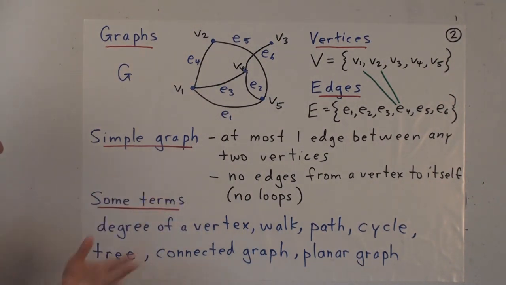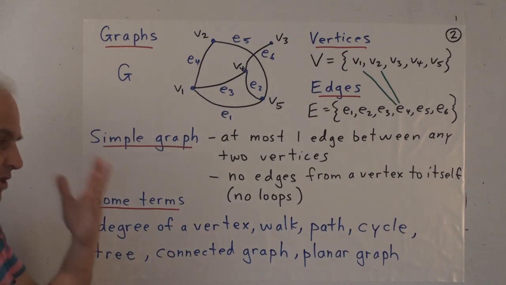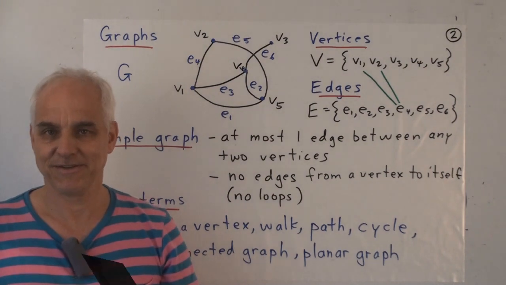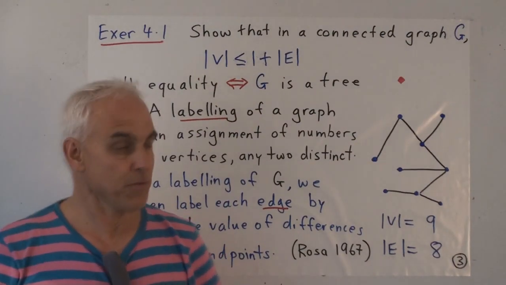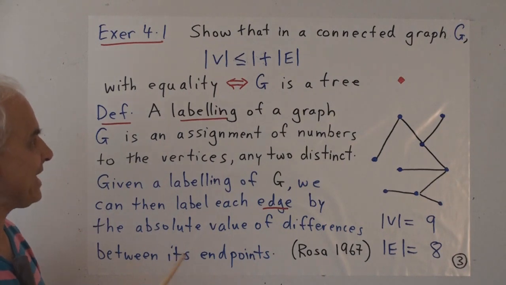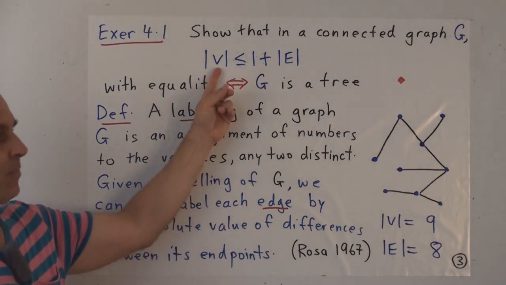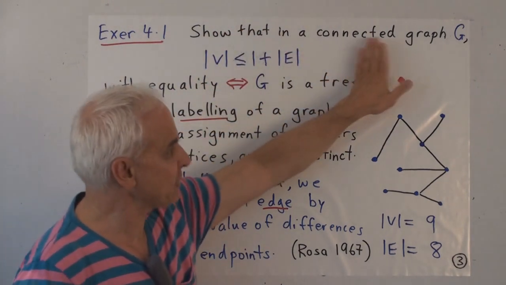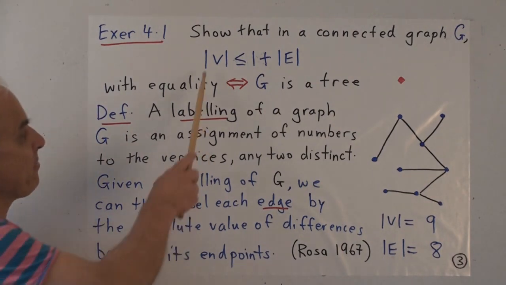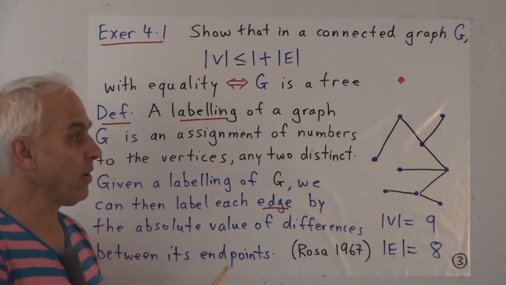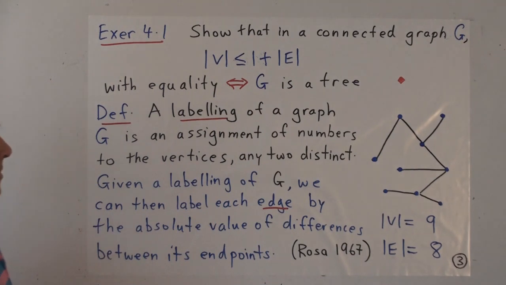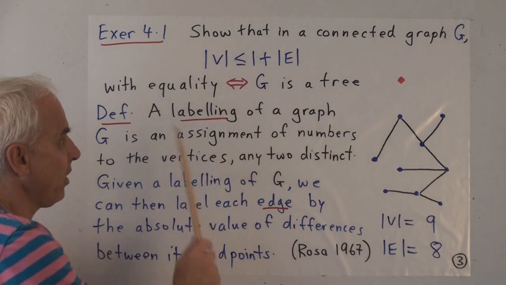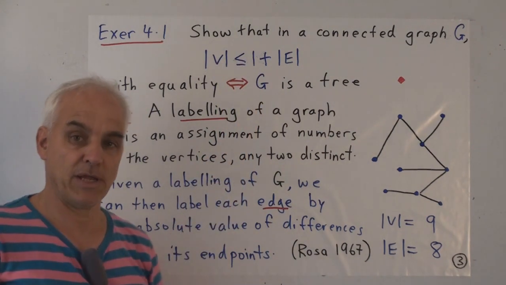All right, so that's just a few very elementary notions from basic graph theory that you can easily look up in many places. So here's a good exercise for you, a basic property relating the number of vertices and the number of edges. Show that if you have a connected graph G, then the number of vertices is always less than or equal to 1 plus the number of edges, with equality happening, in other words, these two things being equal, precisely when the graph is actually a tree.